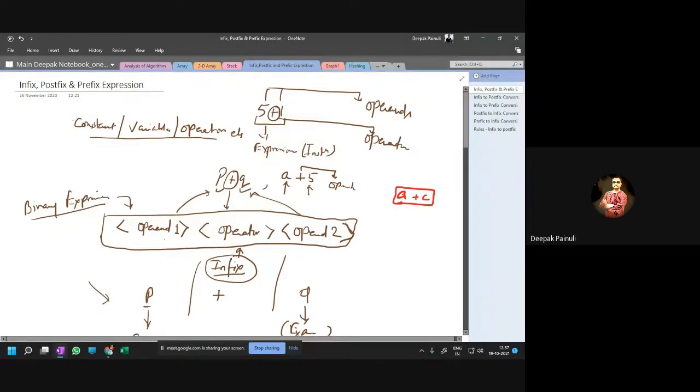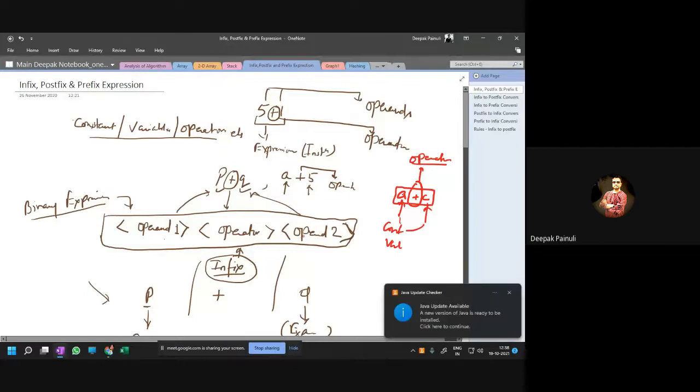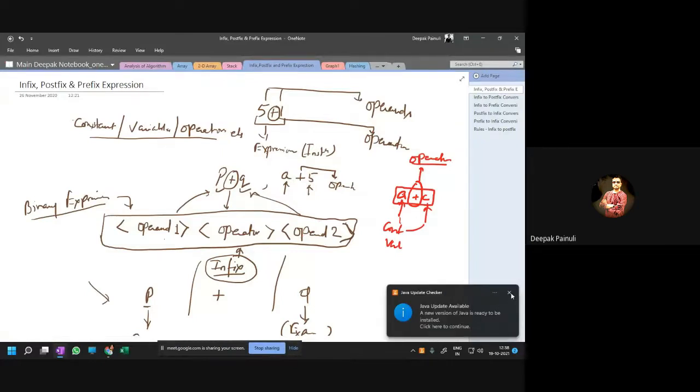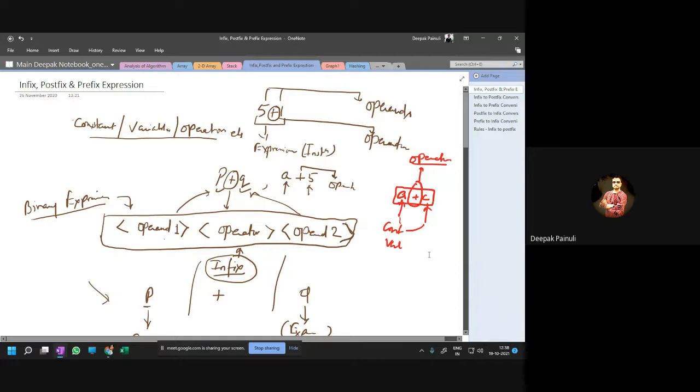So this a could be a constant or variable, and same as c could be a constant or variable, and this plus sign defines an operator. So whenever you give any arithmetic expression to the computer, we are going to understand how it will execute those statements, right?